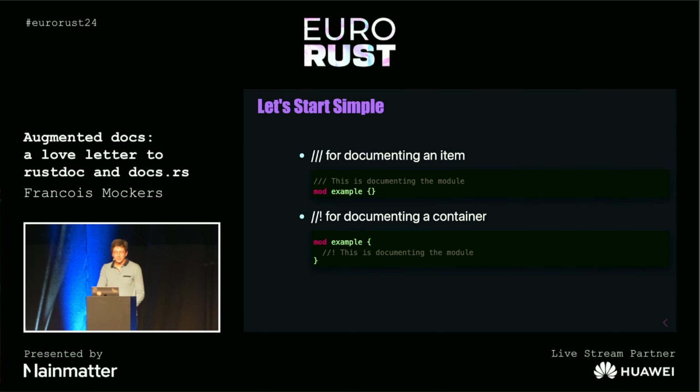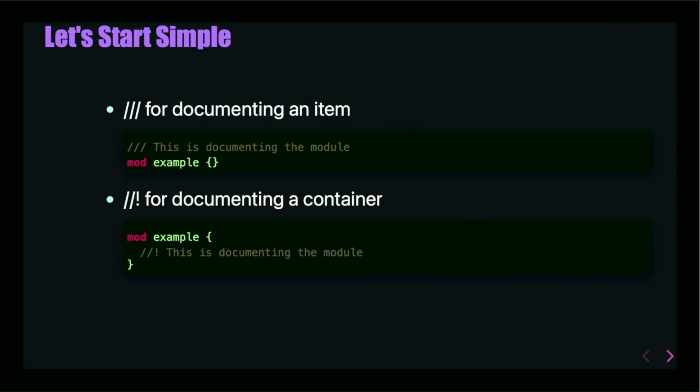We'll start with the basics. Everyone knows the syntax. So either three slashes for documenting an item, or two slashes and an exclamation mark for documenting a container. The latter, the slash-slash-bang, is mostly used for documenting the root lib.rs or for documenting modules.